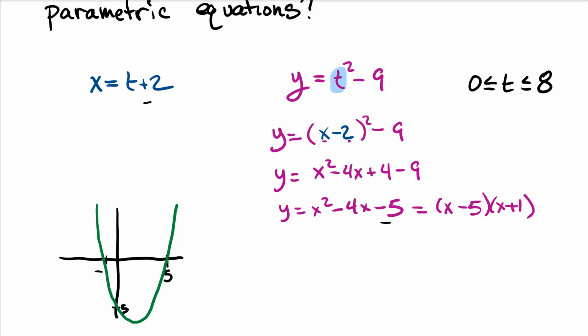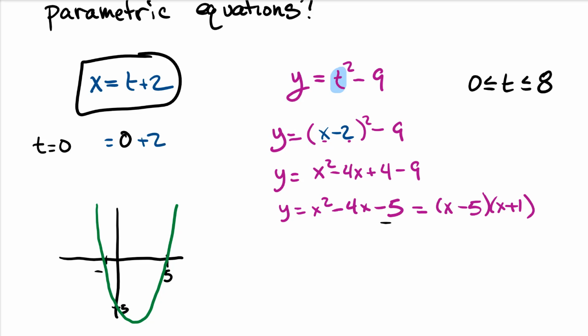We're going to have what's called a positive orientation. So we need to know, where do we start? Where do we go? Start with your x and see which direction we are going. Let's plug in t equals 0. We're going to get 0 plus 2, which is equal to 2. So let's say that we start here.